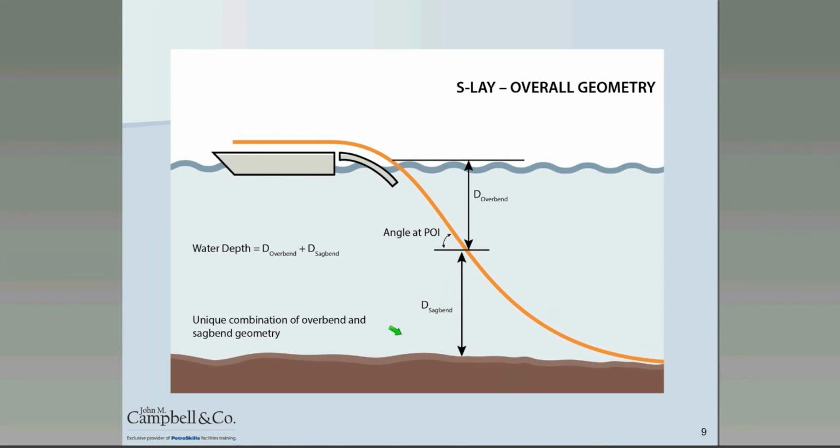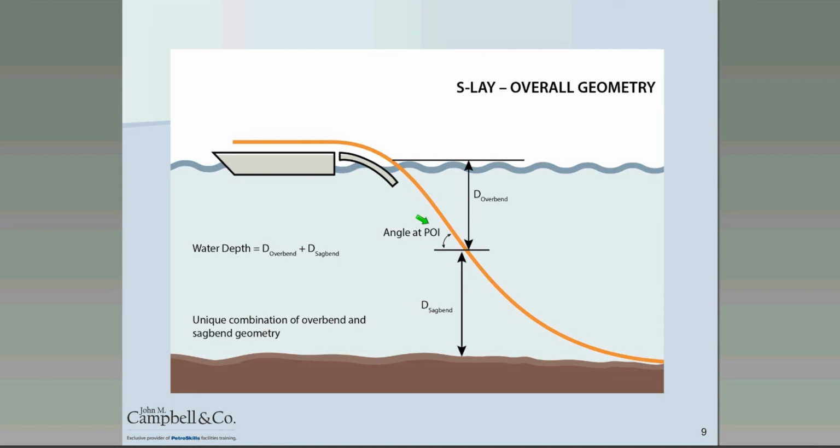So if you establish the tension and the basic geometry over the stinger here, you'll find that there are relatively small changes in the depth at which you find the point of inflection compared with the water depth. Now, the other side of that is true. As I get greater and greater water depth, this elevation here at the point of inflection due to the sag bend is going to change fairly dramatically.